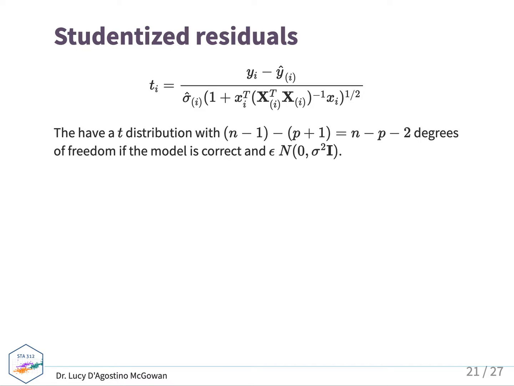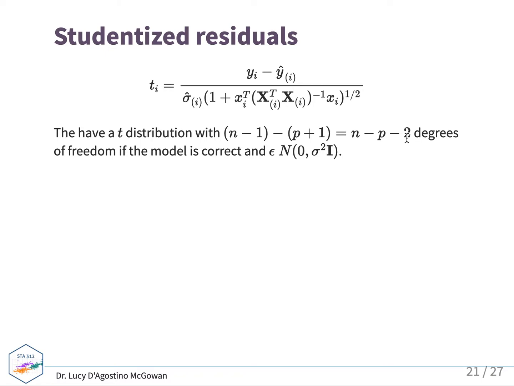Okay, so why do we care about calculating that variance that you just derived? Well, it turns out there's another way that we could scale or standardize the residuals, and that's something known as a studentized residual. What that does is it takes y_i minus y_i hat with a little (i) in parentheses, which denotes that we have left out observation i when we fit this model. And then we divide by the square root of that variance that you just calculated. This quantity is going to have a t distribution with n minus 1 minus p plus 1, or n minus p minus 2, degrees of freedom.